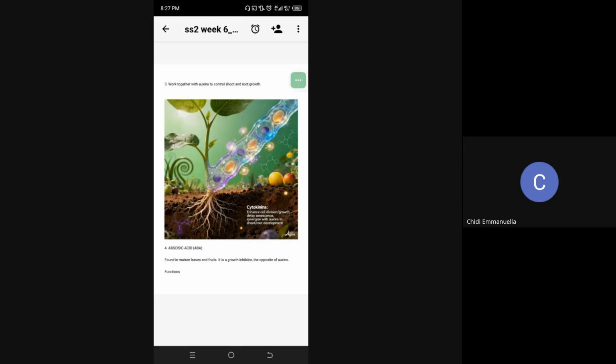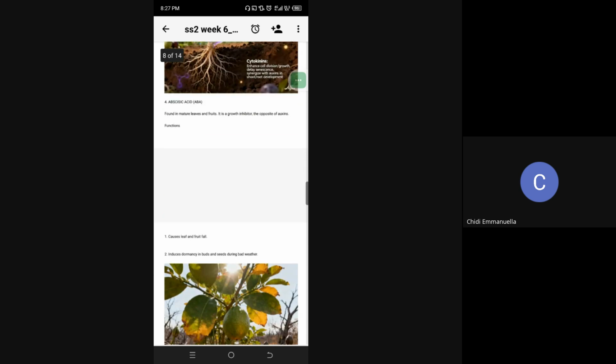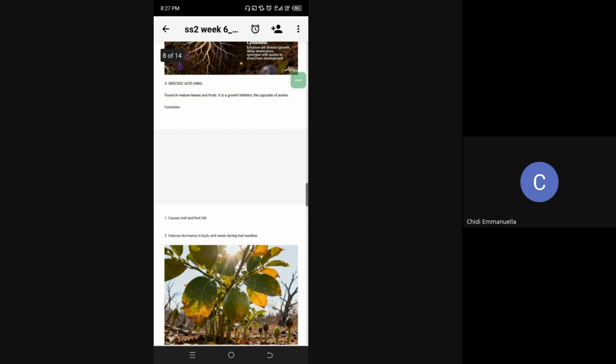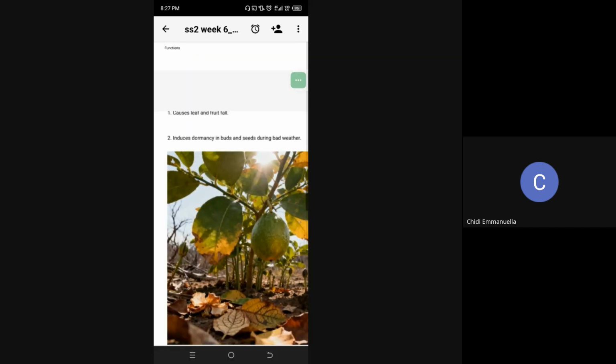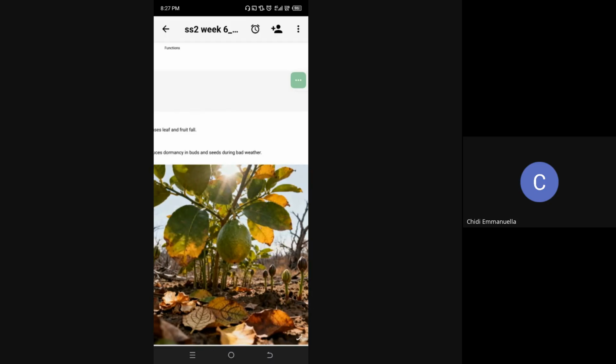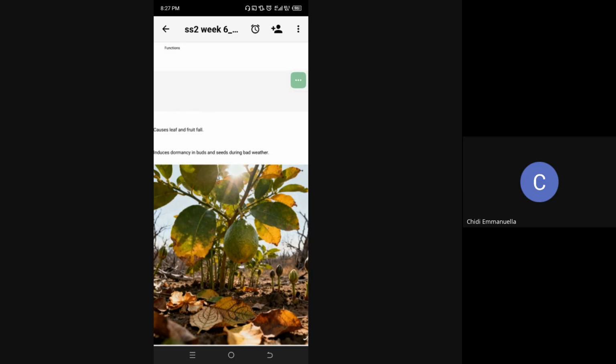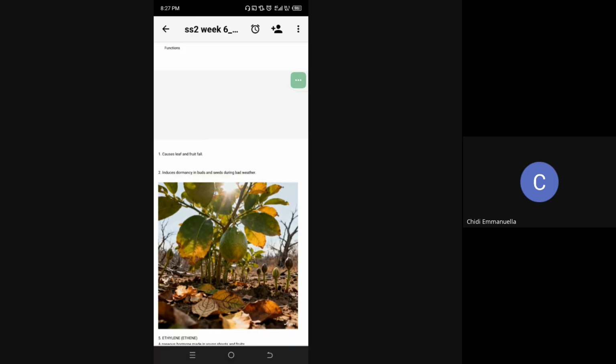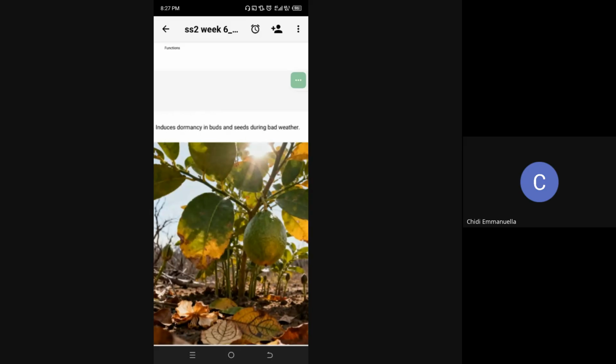Okay. So abscisic acid is found in mature leaves and fruits. It is the growth inhibitor, the opposite of auxins. Now the functions of abscisic acid. Number one, it causes leaf and fruit fall. So you used to see leaf fall from the tree, especially when you have a mango tree. Yes, sir. It is caused by this abscisic acid. The abscisic acid makes it age, and as it ages, the leaves begin to fall.